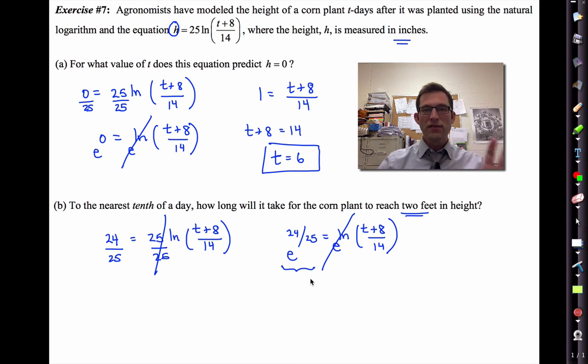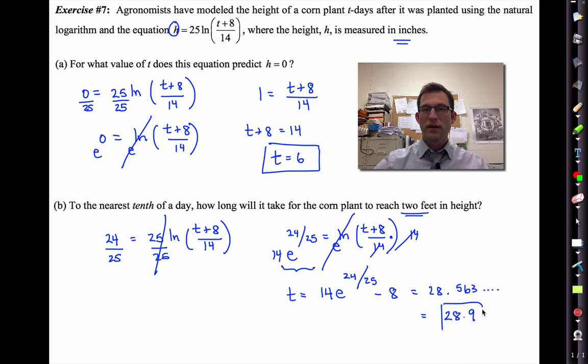Now, I think I'm going to leave it like that for a minute and keep working through it. I'm going to multiply by 14 on both sides, and then I'm going to subtract 8. So a nice, beautiful, exact answer is 14 times e to the 24/25 minus 8. But, of course, we take our calculator out, and we play around with that, and we get 28.563, etc., in which case, to the nearest tenth of a day, 28.9.